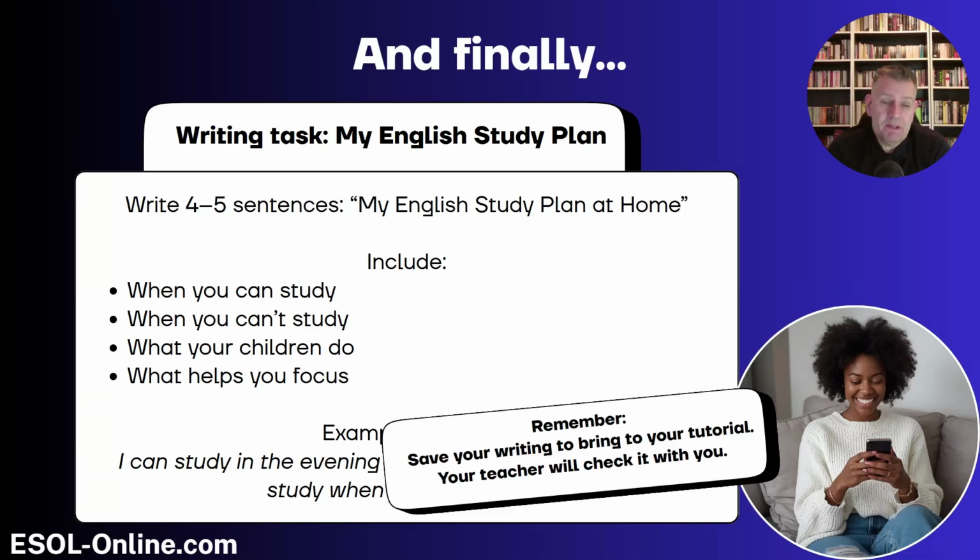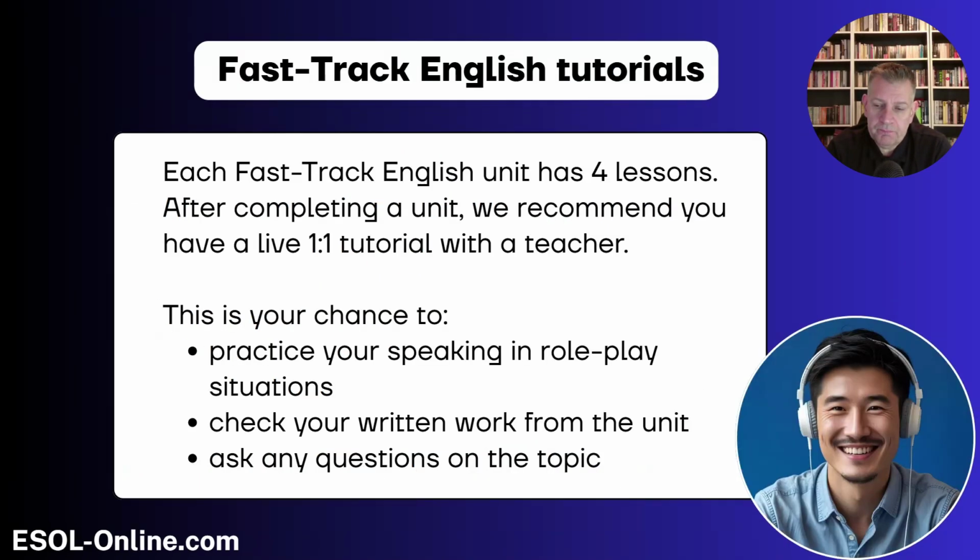And don't forget to keep your writing safe, because if you have a tutorial, then you can get your teacher to check it. And speaking of tutorials, each unit in the Fast Track English course is 4 lessons, as we've mentioned, and it's recommended that at the end of each unit you should have a one-to-one tutorial with a teacher. This is not included in the cost of when you've bought the course. It's an extra that you need to go into the ESOL online website and purchase your tutorial and select the time. So it's an optional thing.